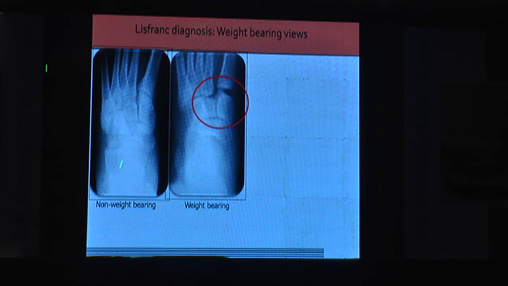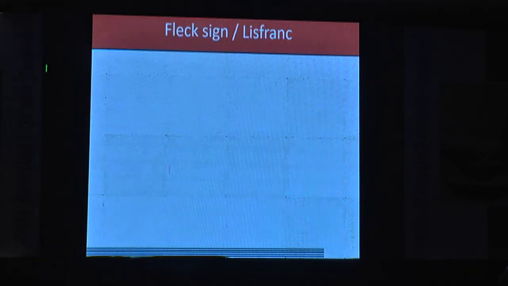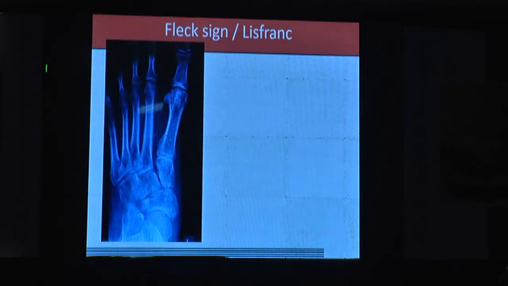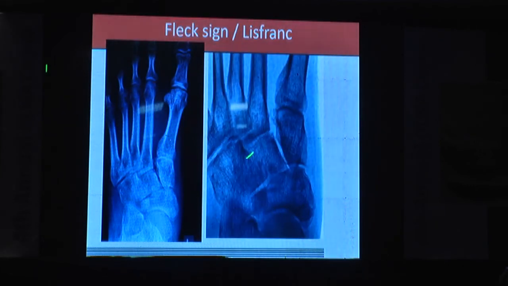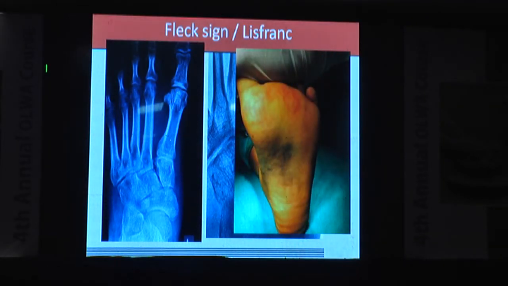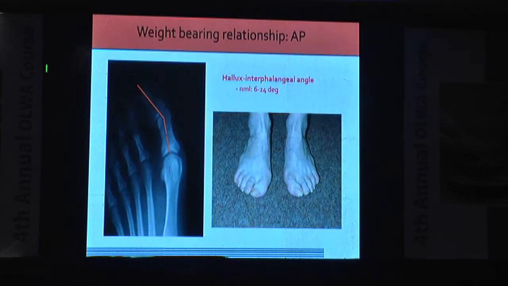So a non-weight bearing X-ray in a patient, and then as you bear weight in a suspected Lisfranc, you can see a significant amount of instability there. That's a fleck sign in one of our physiotherapists. A slight widening of the bases of the first and the second metatarsals with a speck of bone there. This is an unstable Lisfranc and it requires internal fixation. And when this is associated with a plantar ecchymosis, this is a sure sign of an unstable Lisfranc injury, and this needs to be operated.